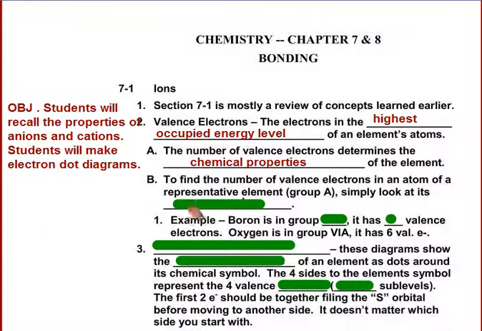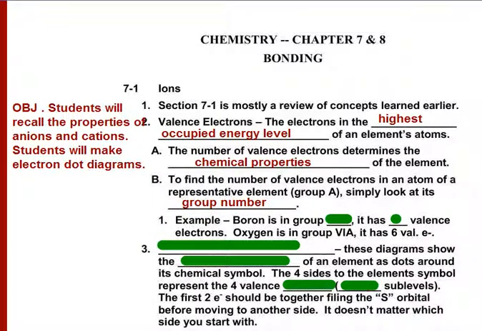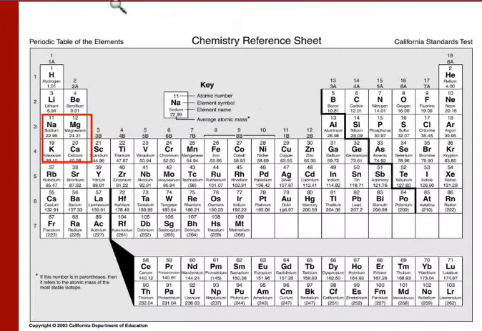Okay, and then to find the number of valence electrons of a representative element, in other words, the group A elements, you can simply look at the group number up at the top. So if we take a look at our periodic table, and we see which elements are our elements. This one, 1A, 2A, 3A, 4A, 5A, 6A, 7A. Now that box shouldn't be there. Clear that. 7A and 8A.